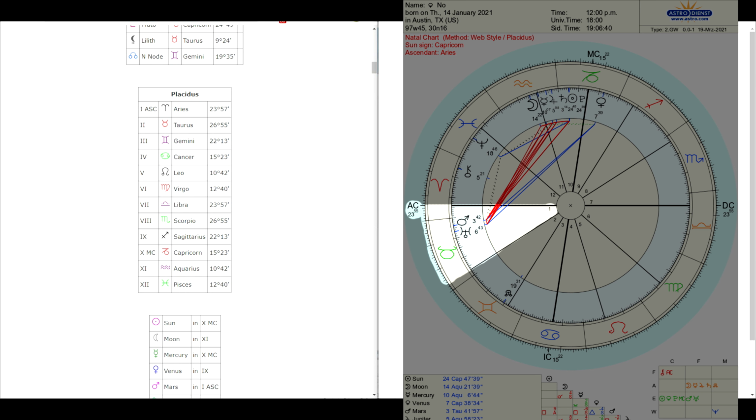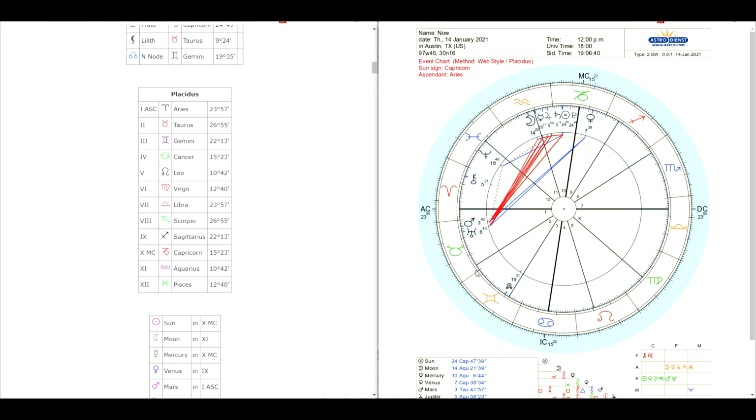So any planets that are between these 2 degrees, between 23 Aries and 26 Taurus, would be described as being in the first house. And this is really where you start to get a lot of the labeling in astrology charts, where we start to see where these planets are exerting their influences. They're exerting their influences in both the sign that they're in and the house that they're in. And we'll talk more about what that means in later videos.